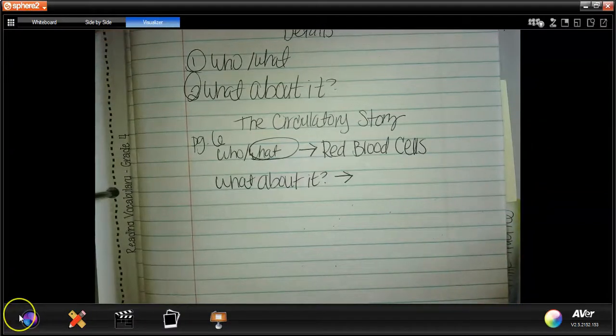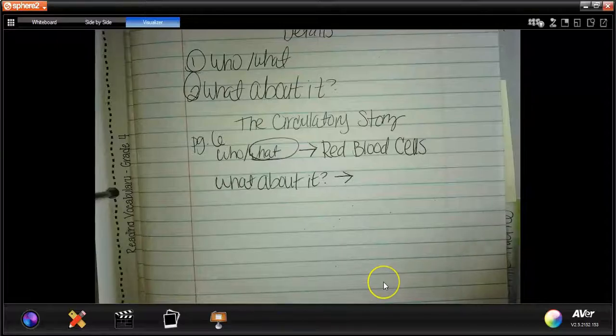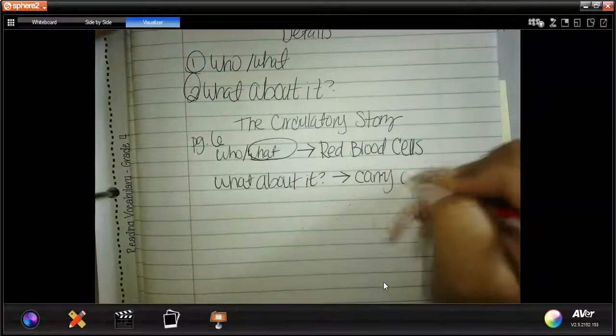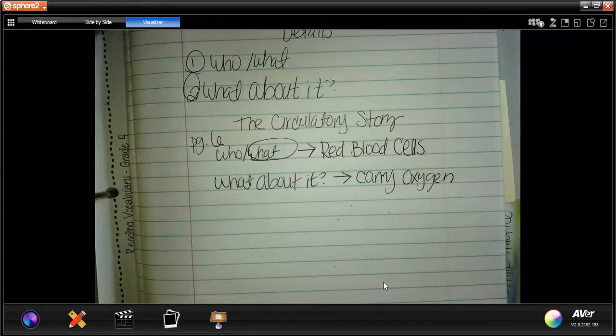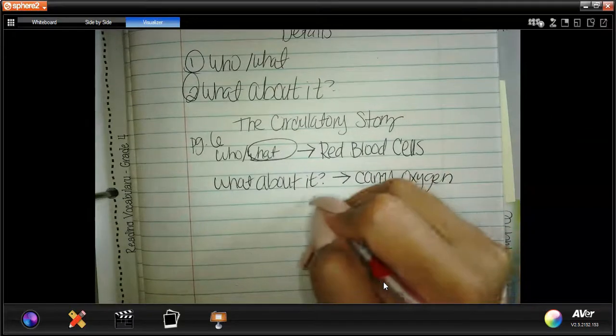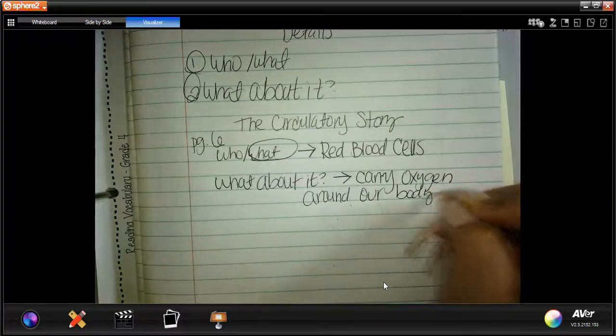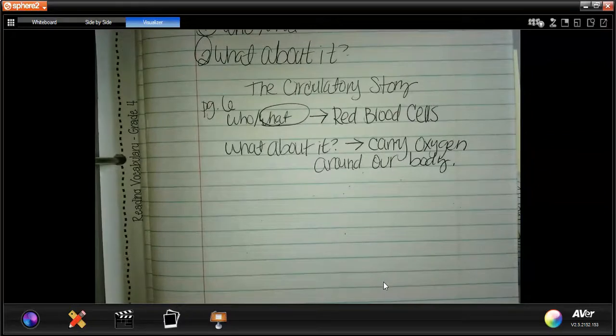Let's go back to our text. Okay, so what did we say red blood cells do? What is their job? They carry oxygen. Good, let's go ahead and go back and write that. So red blood cells carry oxygen. Now, do they just carry oxygen and that's it? No, they carry it throughout our whole body. So carry oxygen around our body. So red blood cells, what about them? They carry oxygen around our body.